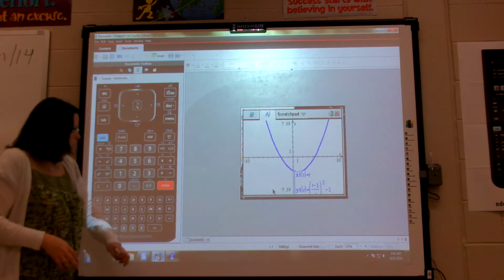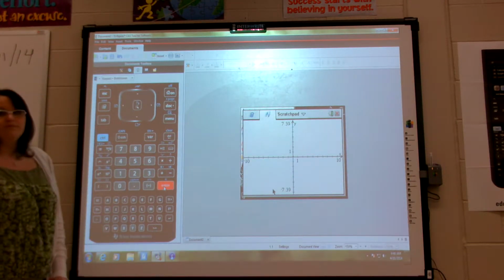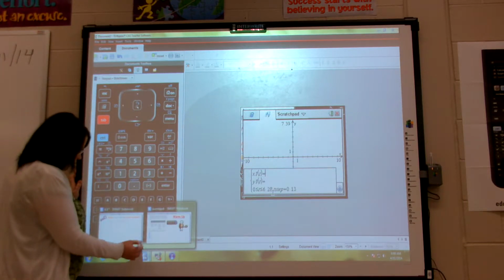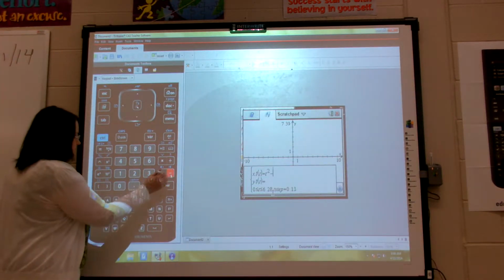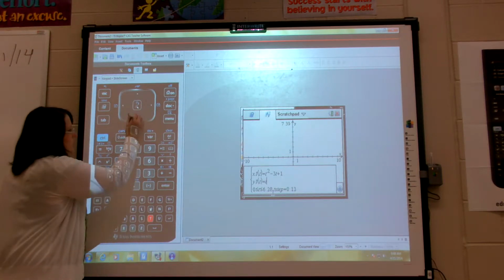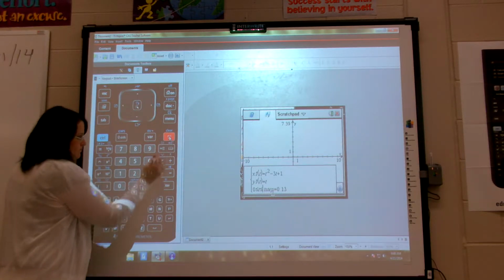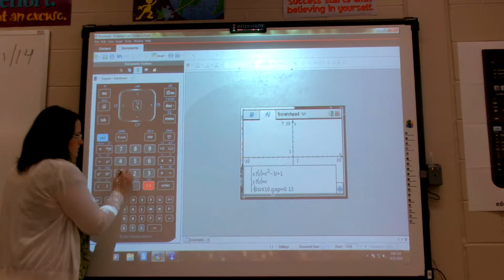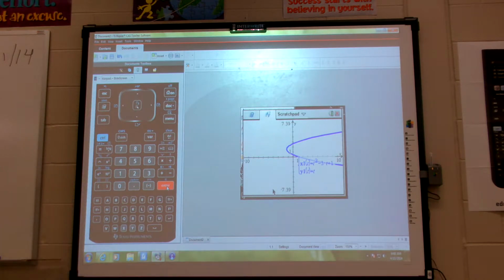On your calculators, remember you can hit delete 3 times to clear it real fast. Hit tab, and let's graph this. Let's see, it was t squared minus 3t plus 1. But don't forget to change your t. And the step size we're just going to leave. Beautiful.